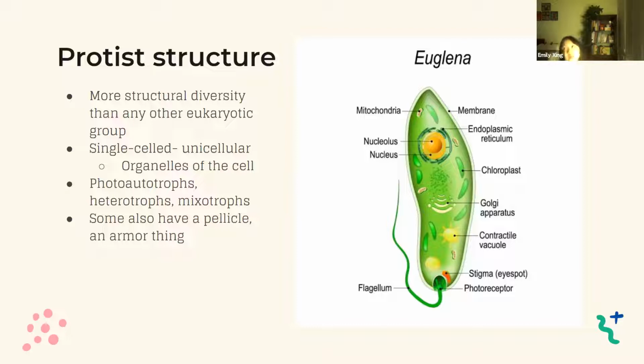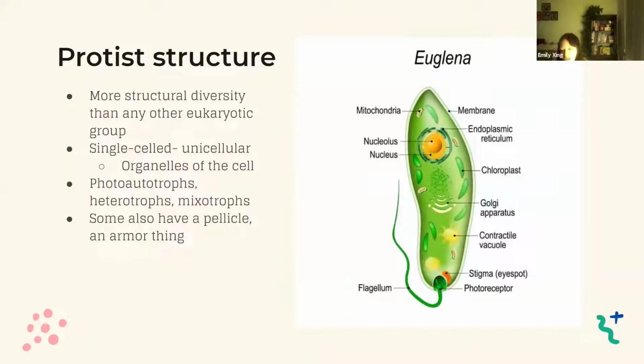They also make food in a lot of different ways. Some of them might be photoautotrophs, which means they make their own food from light. Some might be heterotrophs, which means they don't make their own food, they get it from other organisms. Mixotrophs have a mix of making their own food and getting food from other sources. If you had to describe protists in one word, it would be diverse in terms of their species, members, structure, and mode of feeding. It's just very diverse.